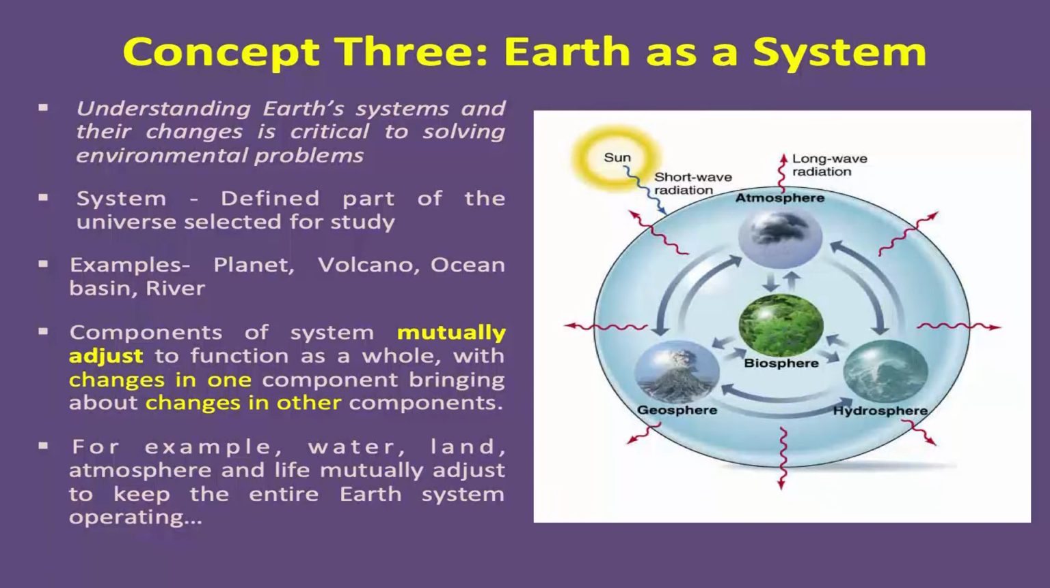For example, you want to study a planet, you want to talk about the volcanoes, ocean basins, or you want to study in detail the river system. Now, as we were talking about the atmosphere, biosphere, geosphere and hydrosphere, this is all a system. We were talking about the open system, they are all interconnected. So components of a system mutually adjust to function as a whole, with changes in one component bringing about changes in another component.